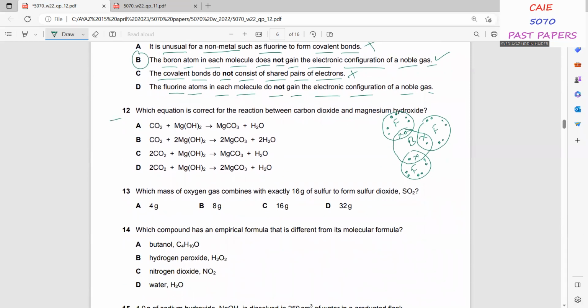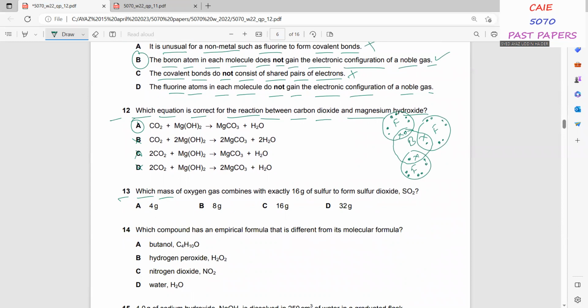Number 12. Which equation is correct for the reaction between carbon dioxide and magnesium hydroxide? The products of the reaction between carbon dioxide and magnesium hydroxide will be magnesium carbonate and water. So we'll look for the correctly balanced equation. Only one equation looks correct to me, that will be A. All the others are incorrect if you count the number of atoms on each side.